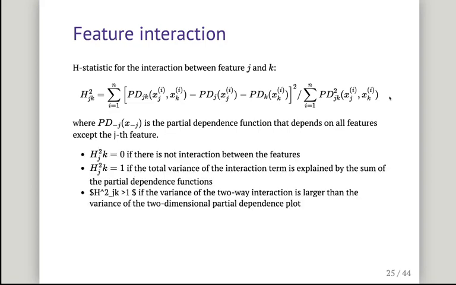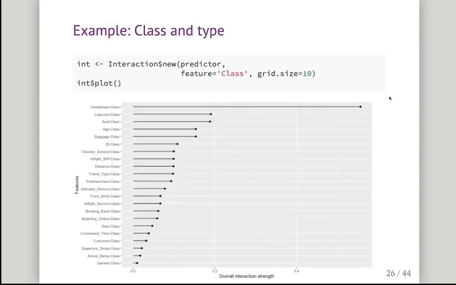If there is no relationship or no interaction between the features, this H statistic will be near 0. If this H statistic is near 1, then all of the variation of the interaction term is explained by these partial dependence functions. Now, if this is greater than 1, then the variance of the two-way interaction is larger than the variance of the two-dimensional partial dependence.